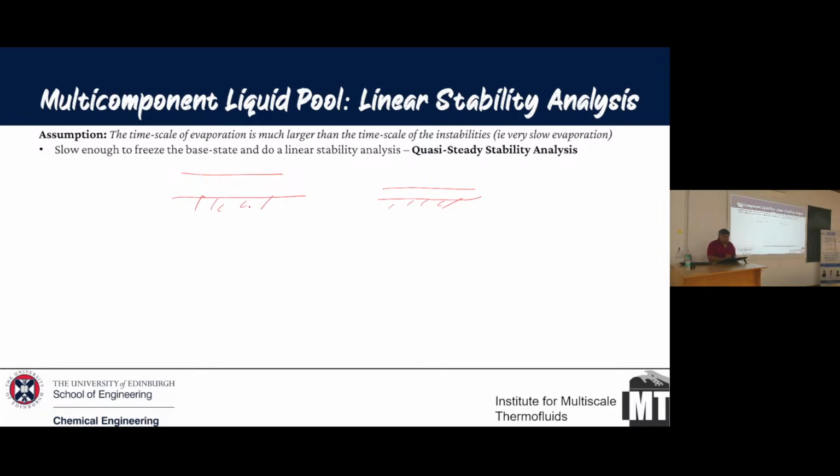So typically we make an assumption: the time scale of evaporation is so big, so slow, that it allows for instabilities to develop. Which means I can freeze the simulation in time, and for each of these time steps, I can do a linear stability analysis. This is called a quasi-steady stability analysis. The advantage is that at every stage of evaporation, you will see how the system behaves. And this is for very slowly evaporating systems.